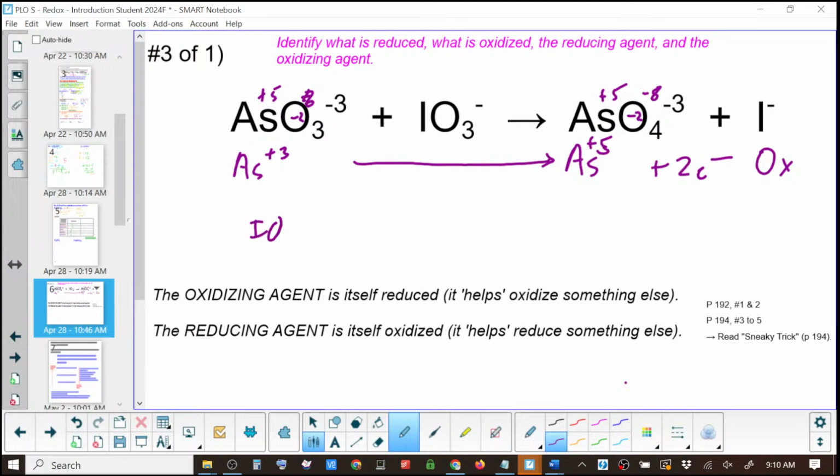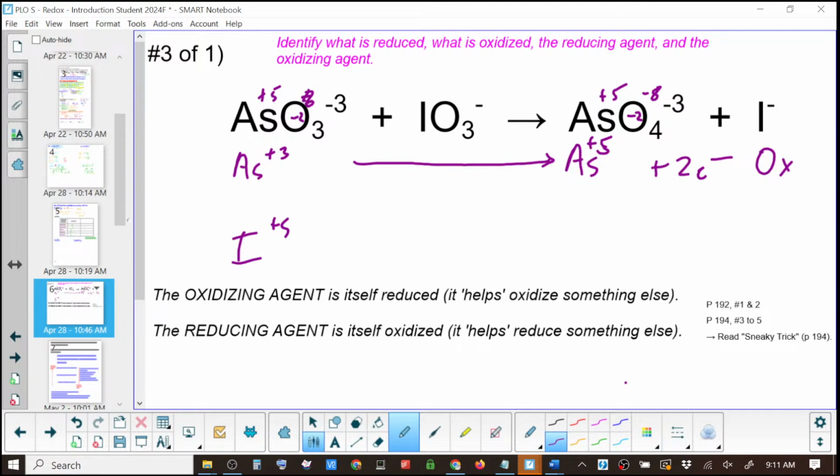IO3. What is the charge on the iodine? I'm going to get rid of the oxygen and just go iodine. What's the charge? Plus 5? Yeah, because there's minus 6 from the oxygen. The whole thing has to equal minus 1, so it's plus 5.